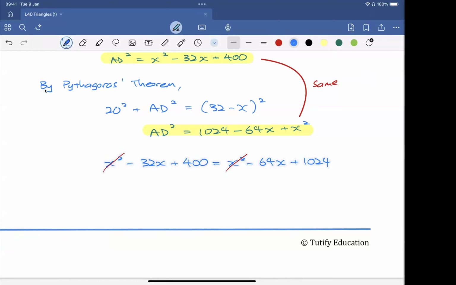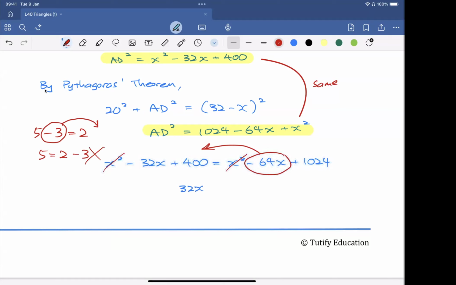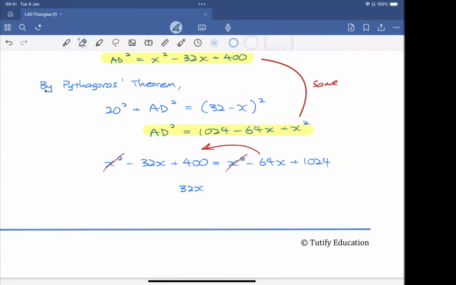We realize that 32x, okay, when you bring this over to the other side, what will happen? Let me show you something. 5 minus 3 equals to 2. If I want to take this and bring to the other side, is this correct? This is wrong. How do you make it correct? The negative will become positive. Negative become positive when you bring something the other side. So when you bring this the other side, the negative will become positive.